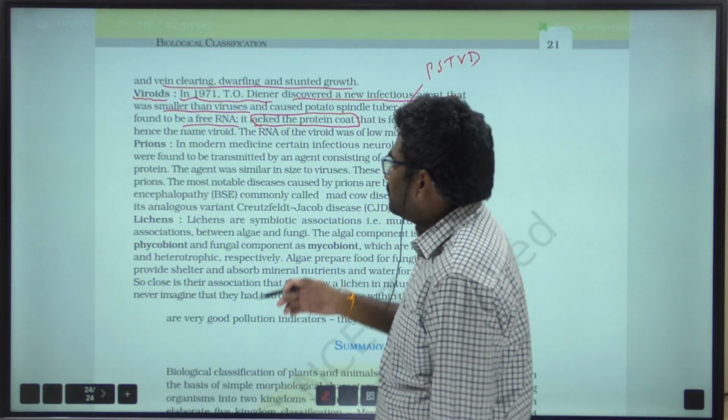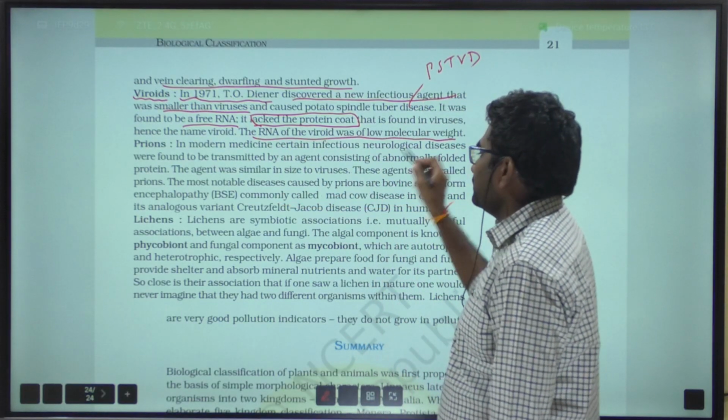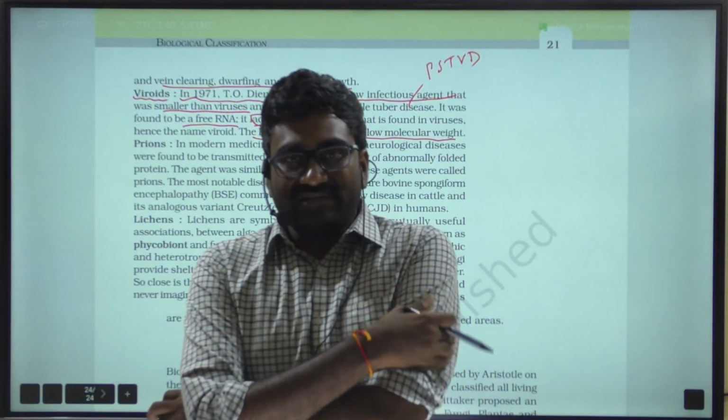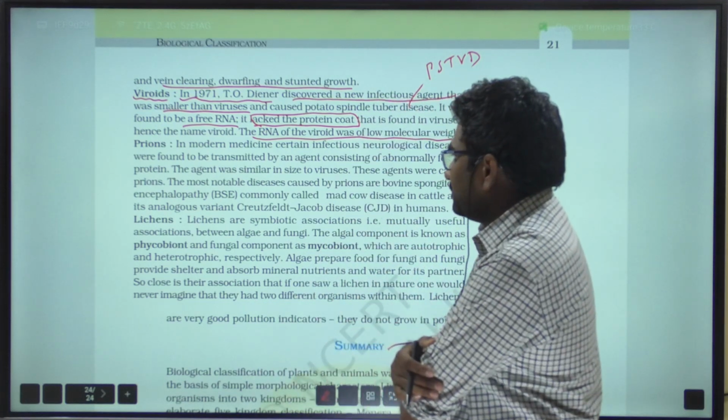Hence the name viroid. The RNA of the viroid was of low molecular weight compared to virus. Viruses have high molecular weight genetic material.